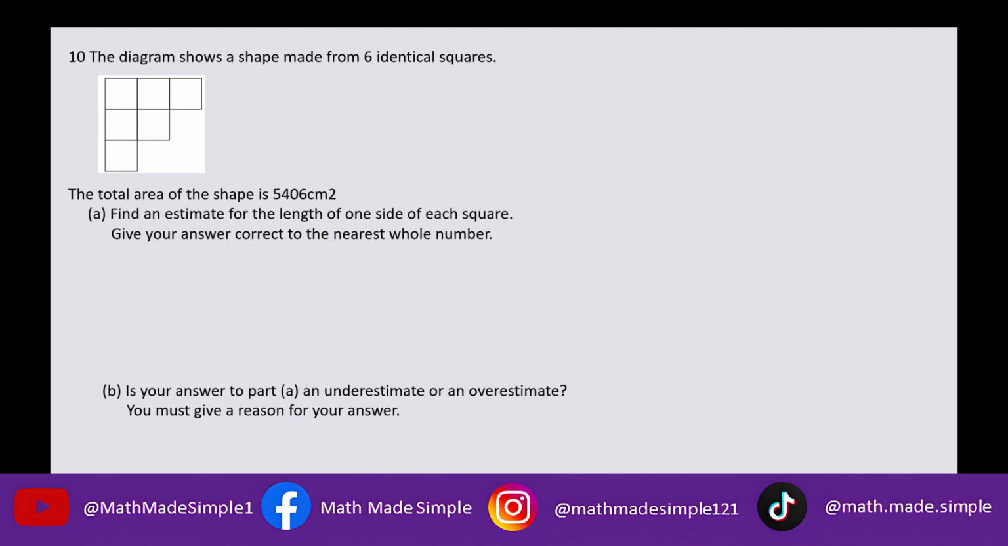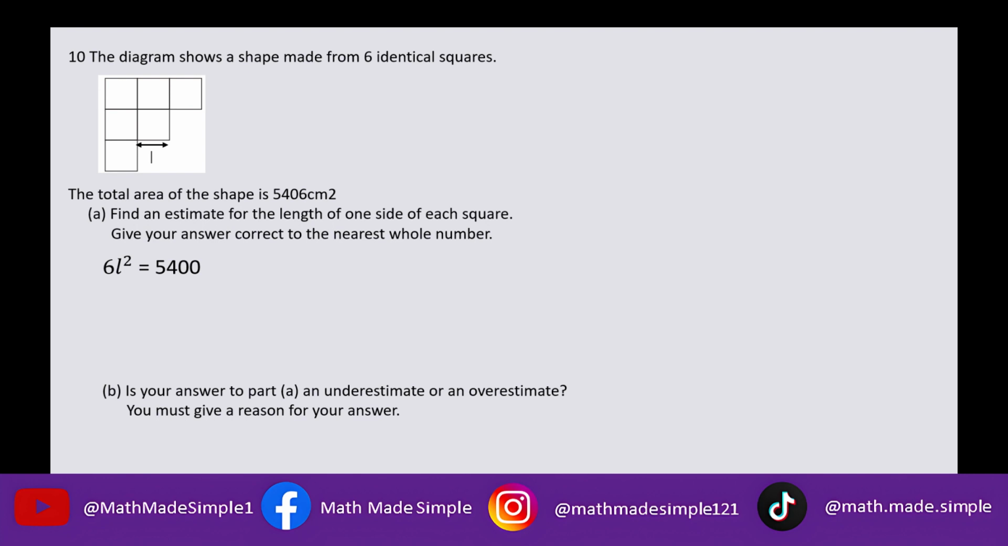So we need to know the length of the square. So I would just call that L. And so I know that each square has an area of L squared. And as there's 6 squares, that will be giving me an area of 6L squared.